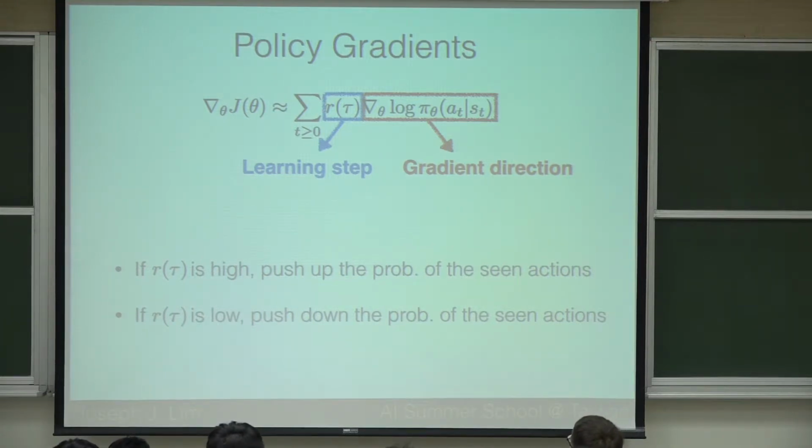So it follows our intuition, right? When you get high reward, you move toward the gradient direction. When you have smaller reward, you will move less. And if you have negative, you will move to the opposite direction, right? Any issue with this?